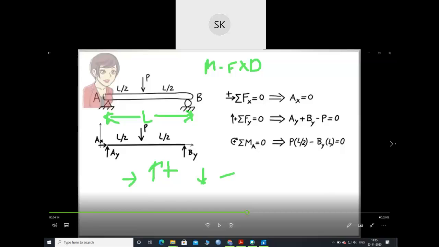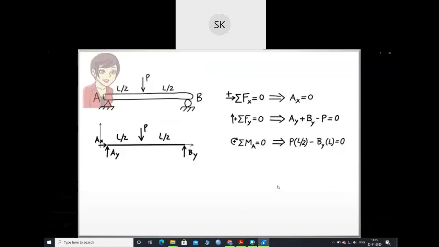So the force is By and the length is L, so By into L. As this is in the anti-clockwise direction, and I'm taking anti-clockwise as negative and clockwise as positive, this By force is acting anti-clockwise, so it will be minus By into L. And this P will create a clockwise moment. P is the force, and it is acting at a distance of L by 2, so it will be P into L by 2. This is the clockwise direction, so a positive moment, and the anti-clockwise one is the negative moment.